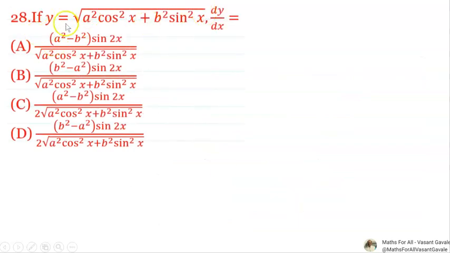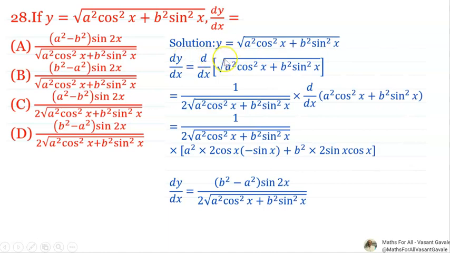Next, if y is equal to square root of a square cos square x plus b square sin square x, then find dy by dx. पुन्हा इथे आपण या रूटचा डेरिव्हेटिव्ह फाइंड आउट करतो. पुन्हा रूटचा डेरिव्हेटिव्ह 1 upon 2 times square root of a square cos square x plus b square sin square x into d/dx of a square cos square x plus b square sin square x.